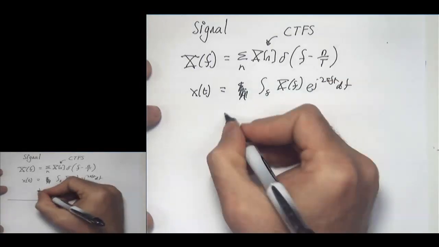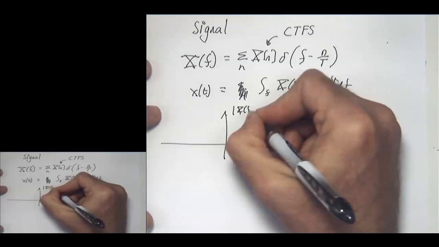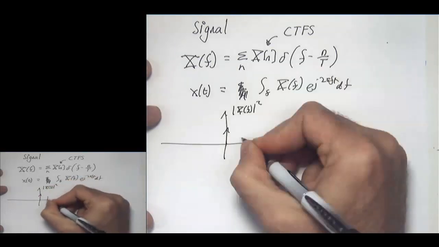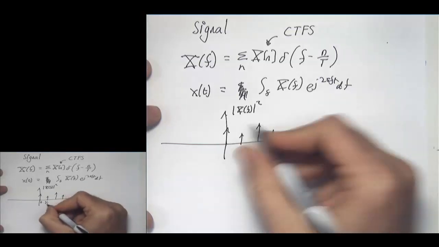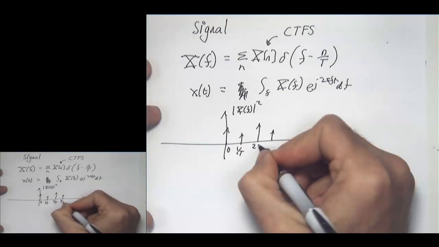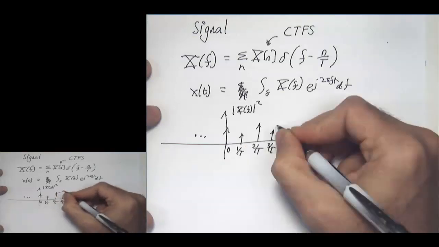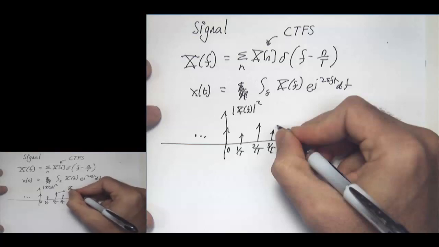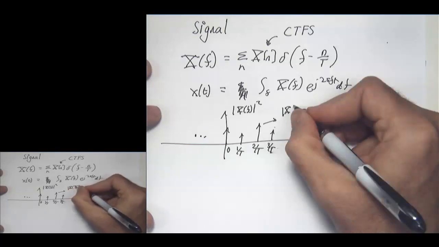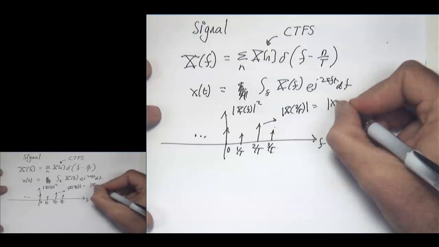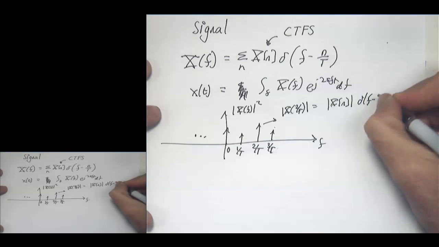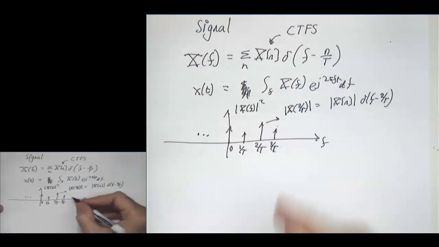And so the spectrum of a periodic signal would look something like this, where this is f, these are the fundamental frequencies, and these values here, x of 2 over T, which is equal to the absolute value of x of n times delta of f minus something like that. So anyways, that's the so-called comb spectrum.